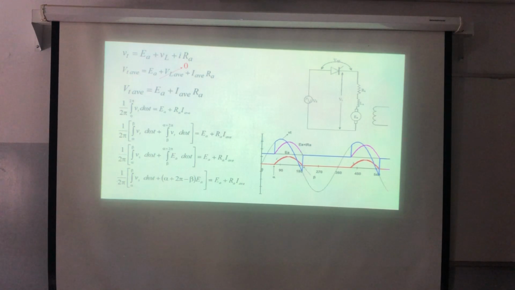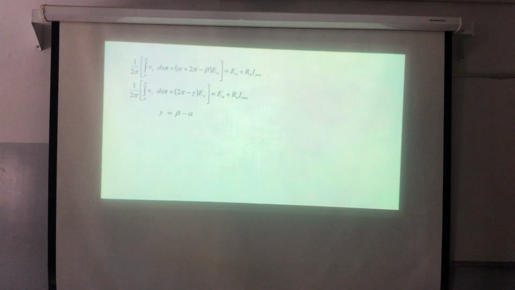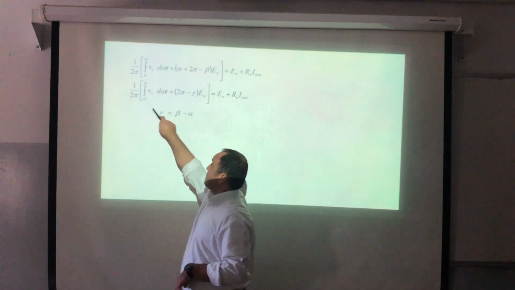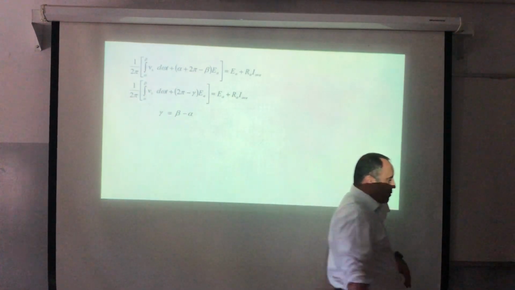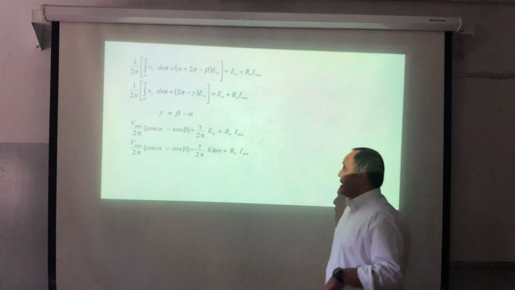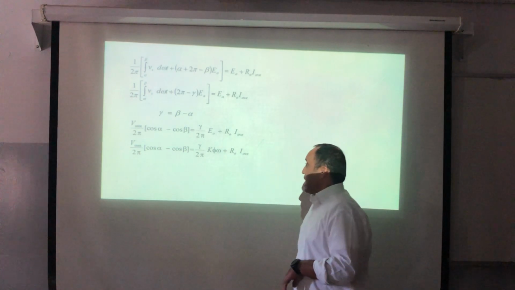Now, if I define gamma, which is the conduction period, as beta minus alpha, simply I will end up with the following equation. Now I can rearrange this one here, okay? And I will do the integration here. So I will get what? Vm over 2 pi, yeah, cosine alpha minus cosine beta. And in the second part, I will get gamma over 2 pi Ea plus Ra I average.